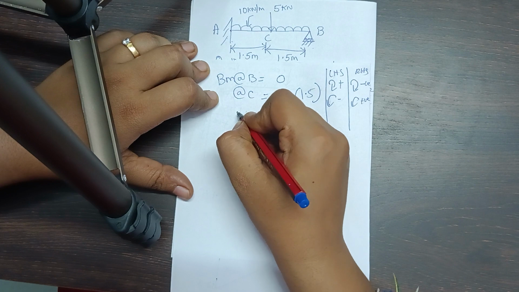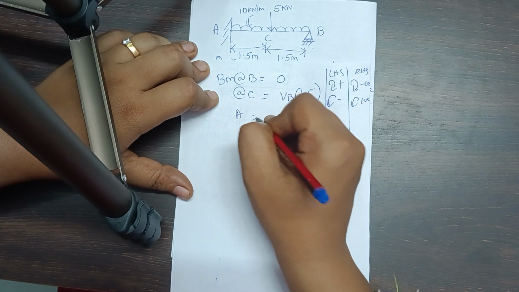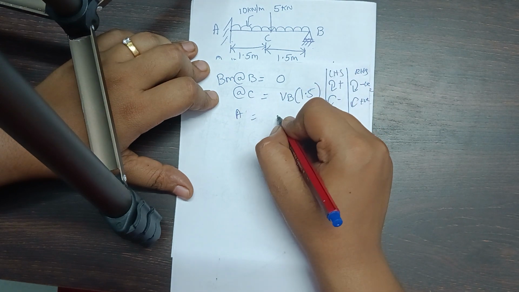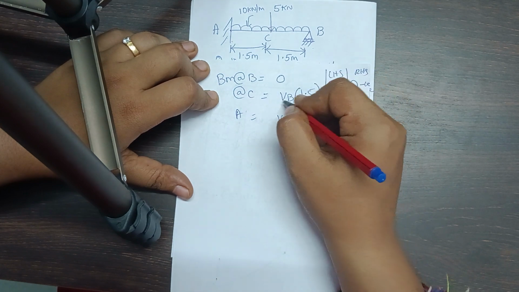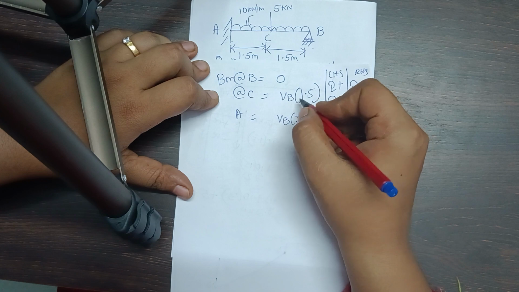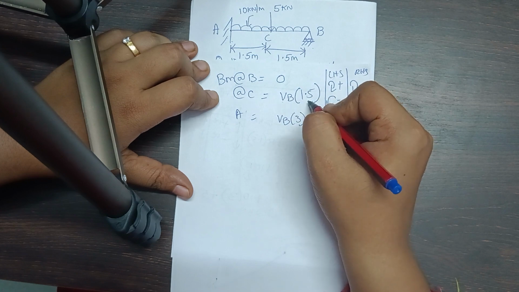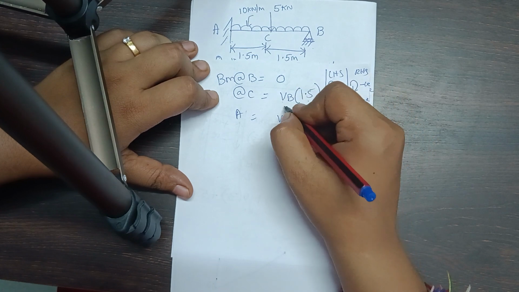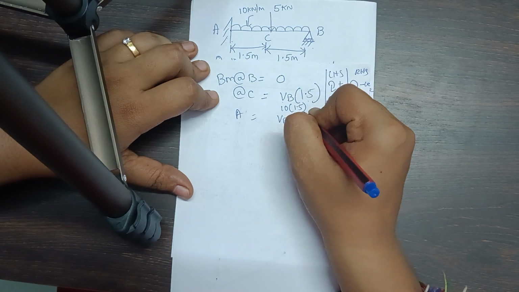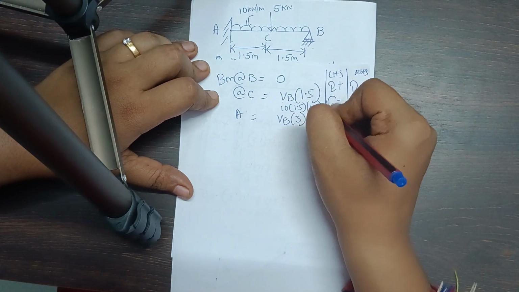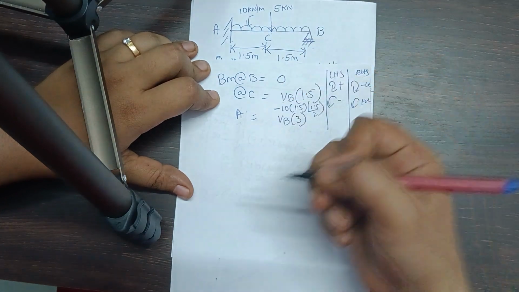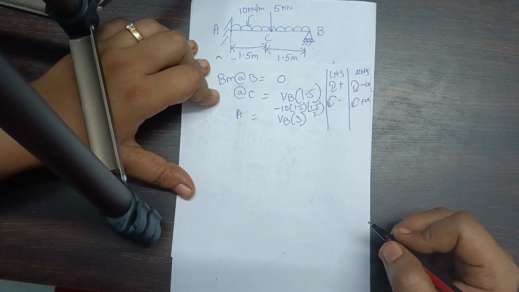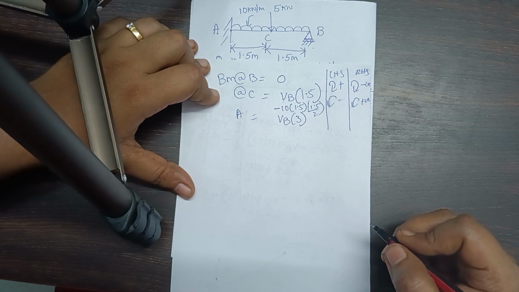Next, bending moment at point A is VB into 3. Here one more thing I forgot: VB into 1.5 is there. Upon that I have 10 into 1.5 into 1.5 by 2, which is due to this UDL. It is clockwise on the right side, hence it is negative.